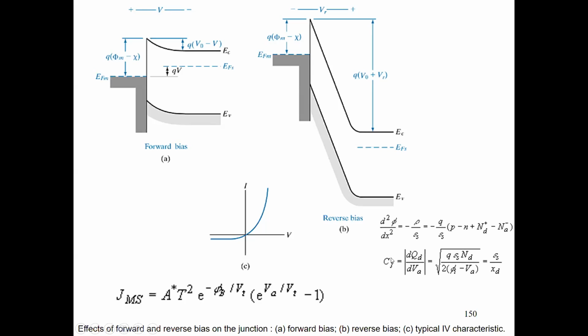Here it's shown as a function of unit area. If it's for the total capacitance, that will be epsilon semiconductor times the total area of the Schottky diode divided by the depletion width, which is a voltage dependent quantity.